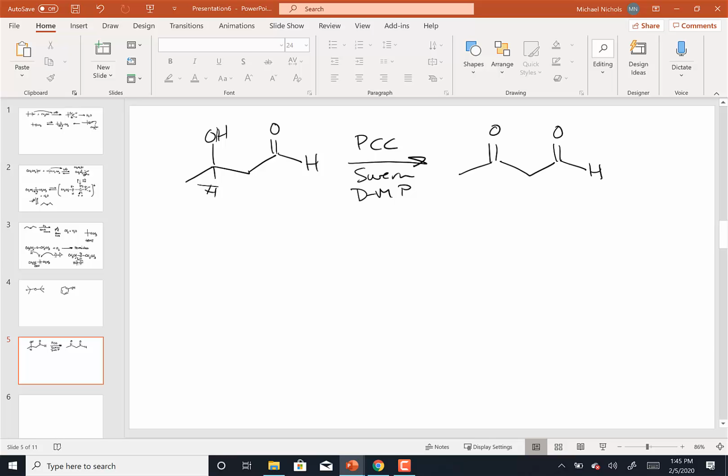KMnO4, because what would happen if I tried to do this reaction with KMnO4? I'm going to convert the aldehyde to a carboxylic acid. Am I going to make the ketone? Absolutely. But what else am I going to make? Carboxylic acid. That's not what I want to do.